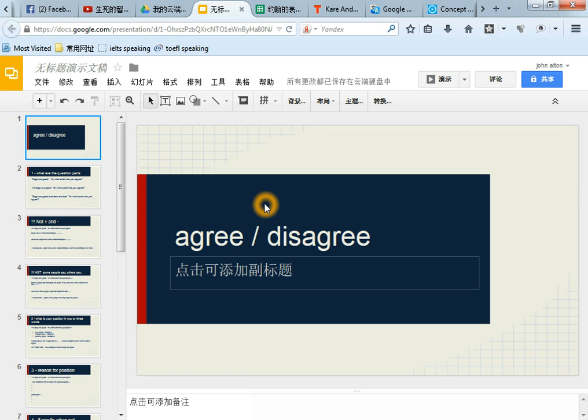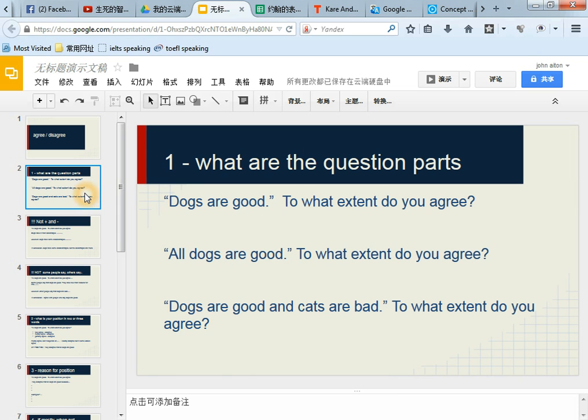Okay, this is some advice for agree-disagree essays. So everything is about agreeing or disagreeing. The first thing you need to do with this type of essay is think about what the question parts are.